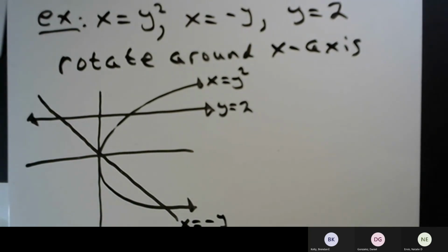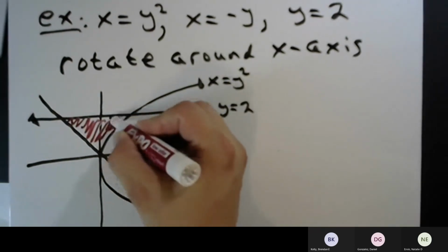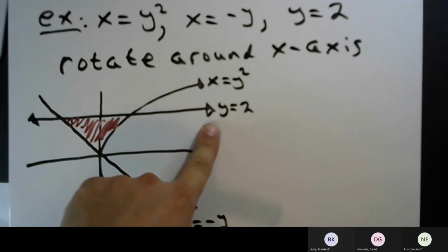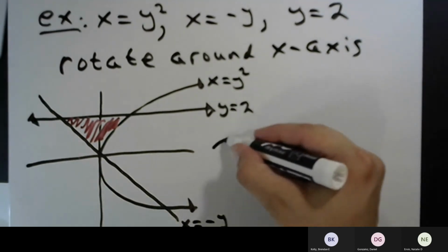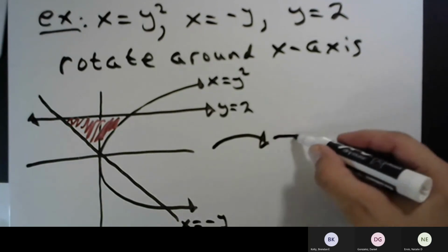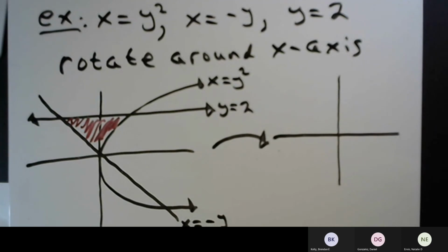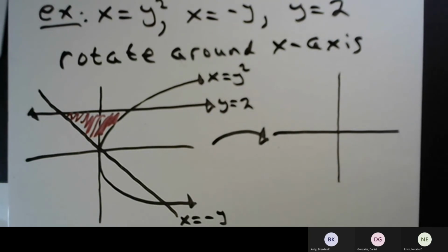The region that's bounded by these three things is going to be this, and we're going to rotate it around the x-axis. I apologize, we're not going to rotate around y equals 2. We're going to go around the x-axis. We'll do the alternative version in a little bit, but let's do the standard version of this kind of integration first, just so we're familiar with it.